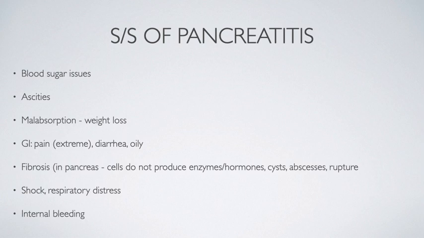You might have ascites, that's distension in the stomach. You're going to have malabsorption. You're not digesting the food and absorbing it, getting the nutrients you need. So weight loss is a common side effect. With your GI issues, you're going to have extreme pain, diarrhea, and oily stool. Again, that oily is that fatty substance. You might have fibrosis with permanent damage, where the cells become hardened and cannot produce these enzymes and hormones again. That's a severe case only. And shock or respiratory distress. This can really cause a lot of issues.